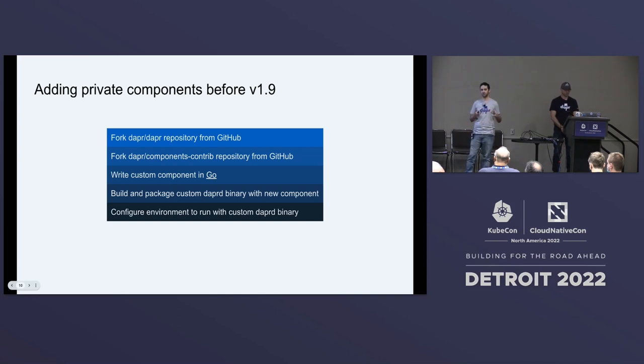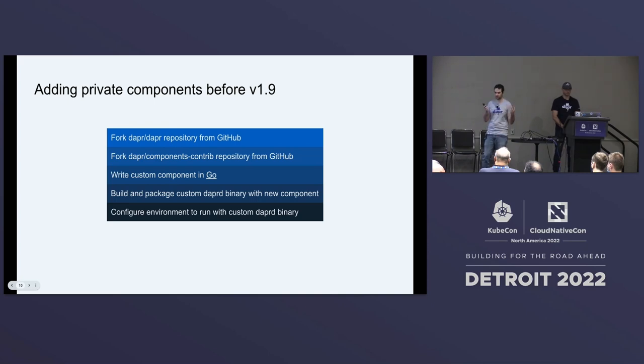You'd have to fork the main Dapr repository. You would need to fork the components contrib repository and get those local versions. You would need to write your custom component in Go, which means if you're an organization that doesn't have knowledge in Go, you need to learn Go. I love Go, it's my favorite language. No, that's not true anymore. TypeScript is now my favorite language, but Go is my second favorite one, especially for backend stuff. And you know, you need to become an expert in it, although it's kind of easy, but you still need to learn Go, which is a major hurdle for many organizations.